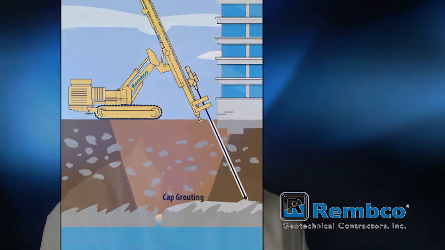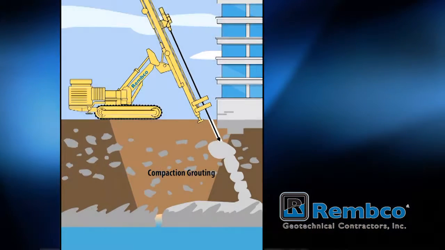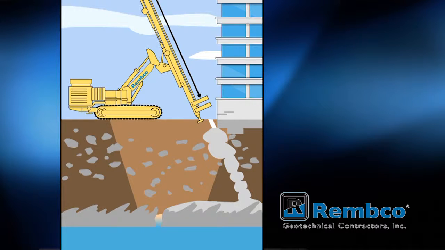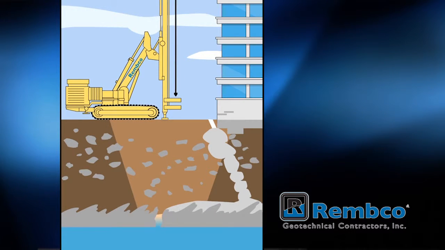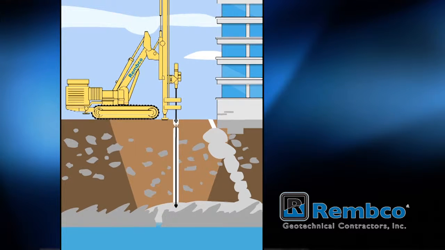Cap grouting is the use of a very thick grout to place a cap on the surface of the bedrock to prevent further soil loss and future sinkhole formation. Compaction grouting is often used after a cap is placed to compact soils that have been loosened by the sinkhole formation and work your way up to the surface, providing a stable subgrade for building.